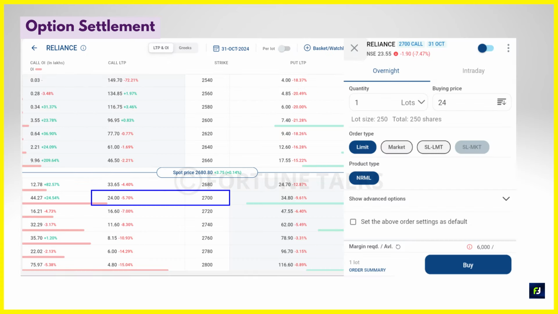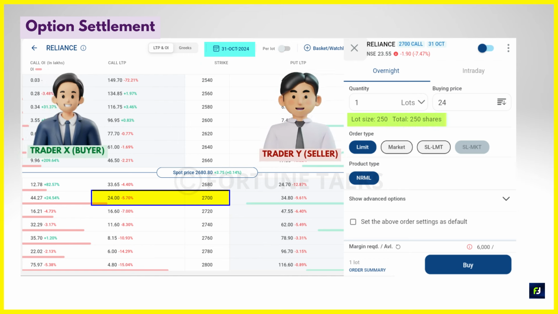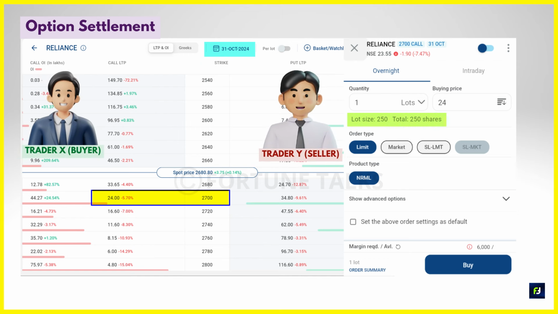Let us consider the following call option example in the market context. This is a call option to buy the shares of Reliance Industries at 2,700 rupees. The expiry date is 31st October 2024 with a premium of 24 rupees per share. The market lot is 250 shares. Now, let us assume that there are 2 traders, Trader X, who is the option buyer, and Trader Y, who is the option seller or writer. Trader X wants to buy this option and Trader Y wants to sell it.